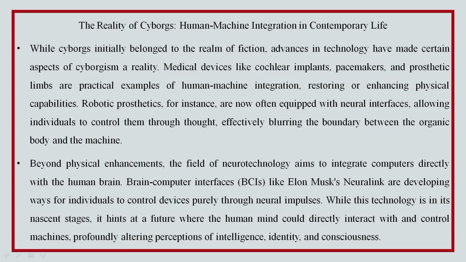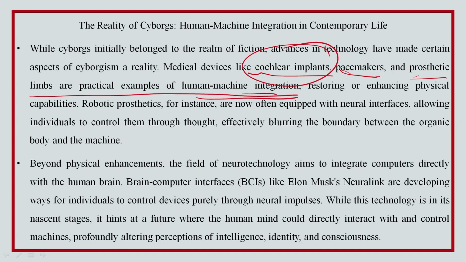So while the cyborg initially belonged to the realm of fiction, advances in technology have made certain aspects of cyborgism a reality, medical devices like cochlear implants and pacemakers, I was talking about this, right? So I'll just read for you. Prosthetic limbs are practical examples of human-machine integration. Read about cochlear implants and pacemakers. It's inside your body, always with you, restoring or enhancing physical capabilities. Robotic prosthetics are now often equipped with neural interfaces allowing individuals to control them through thought, effectively blurring the boundary between organic body and machine.